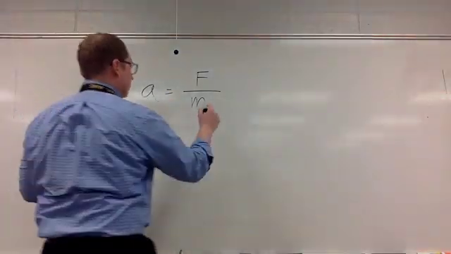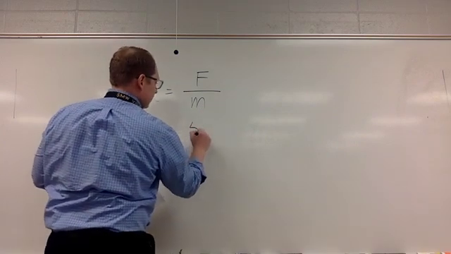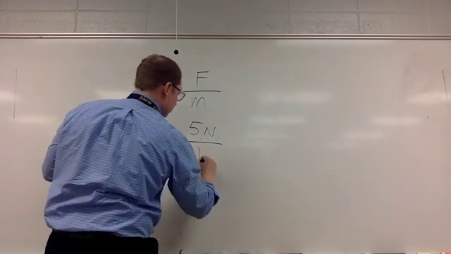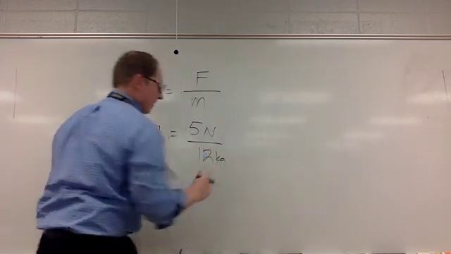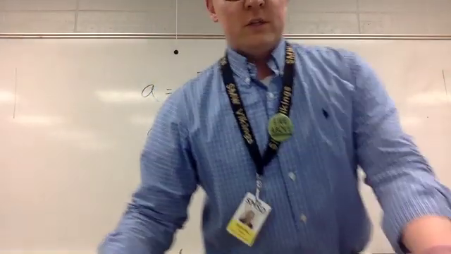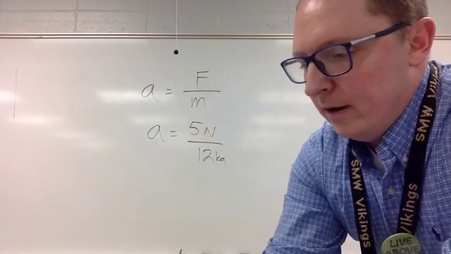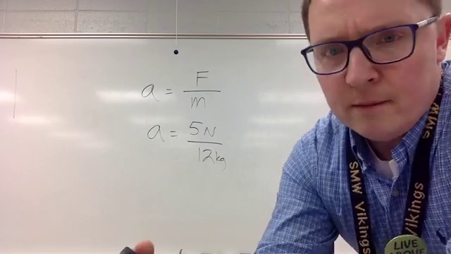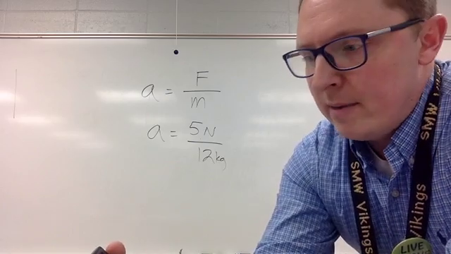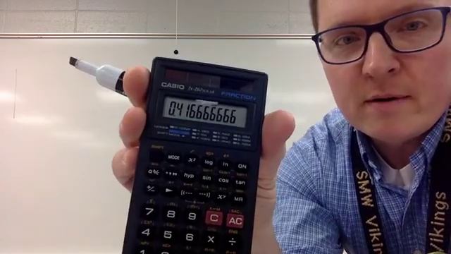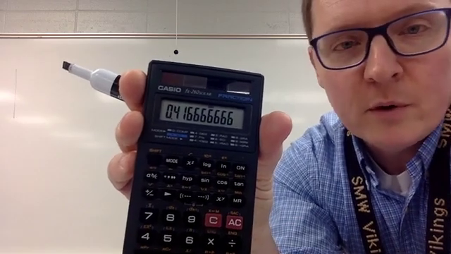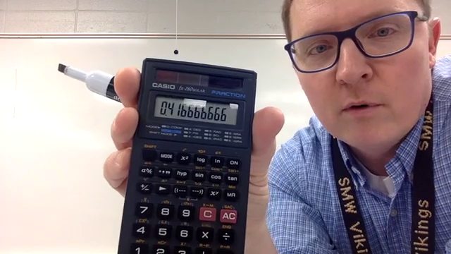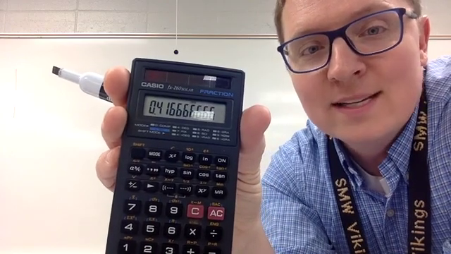They tell us that the force being applied is 5 newtons and that the mass of the object is 12 kilograms, right? So let's go to our calculators for this one. 5 newtons on top divided by 12 kilograms on the bottom. That's our mass. And we end up with this number right here, which needs to be simplified. Go ahead and keep 2 digits past the decimal place. So, 0.416.